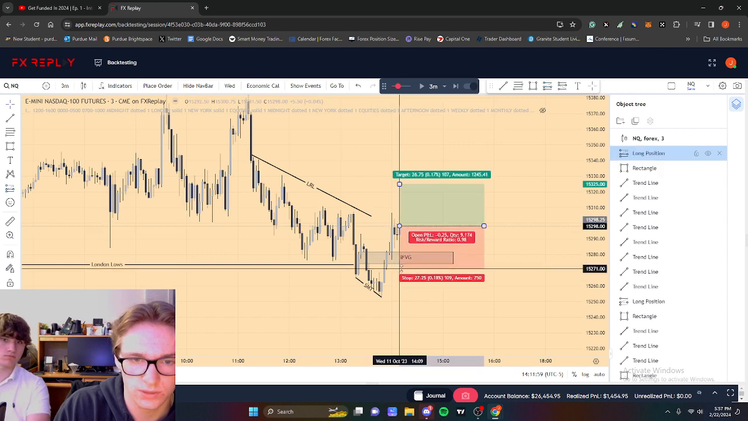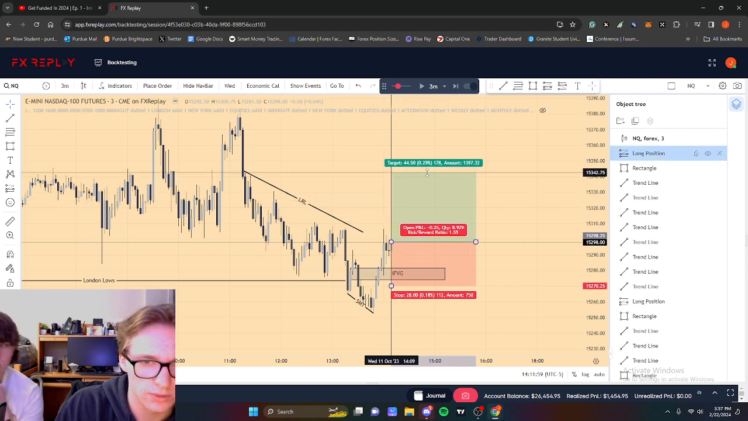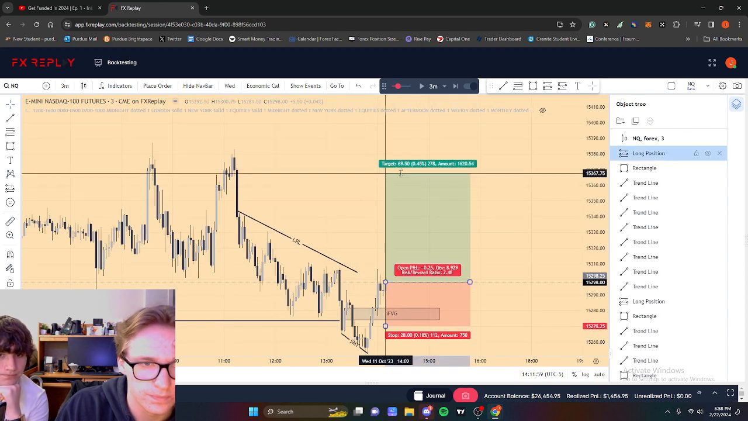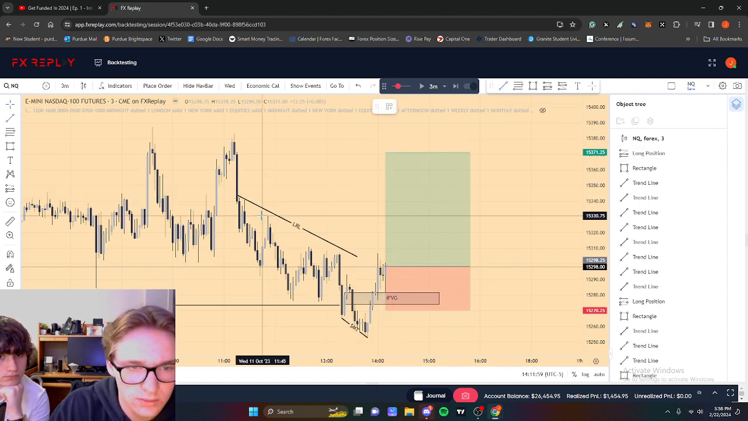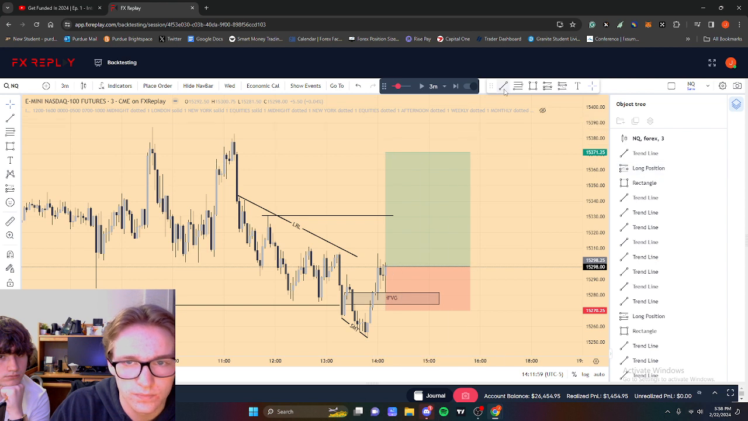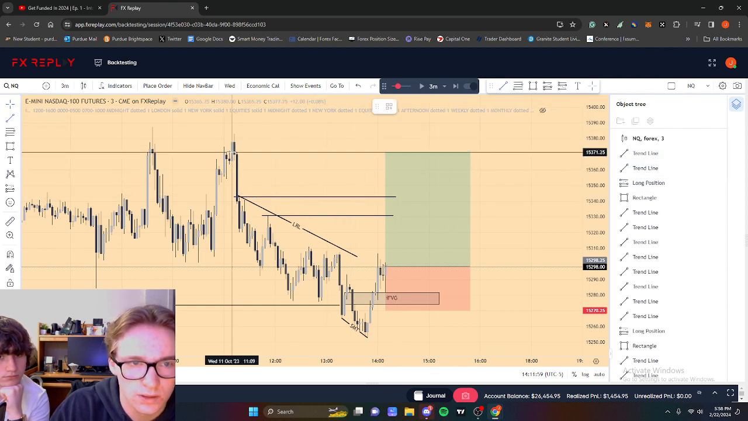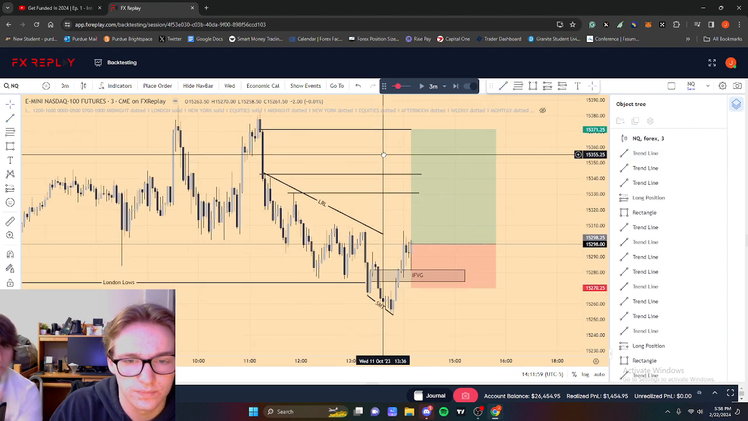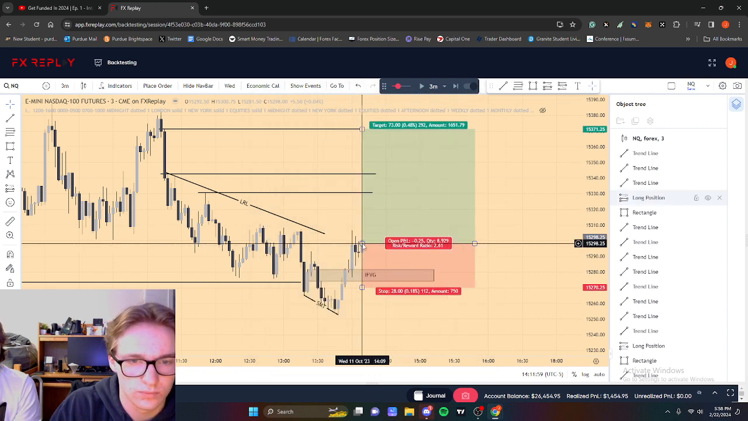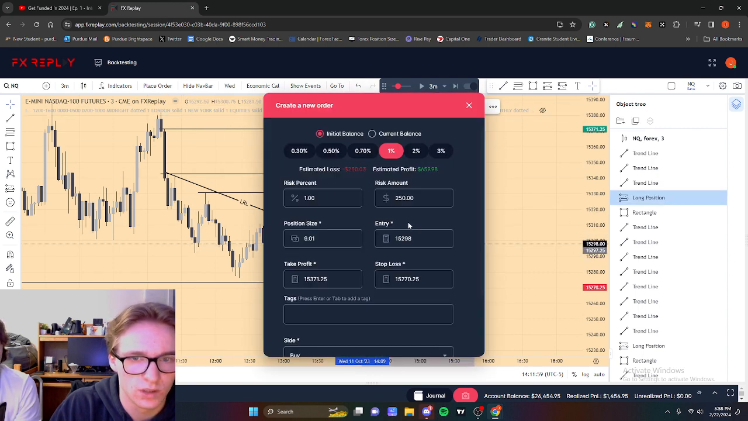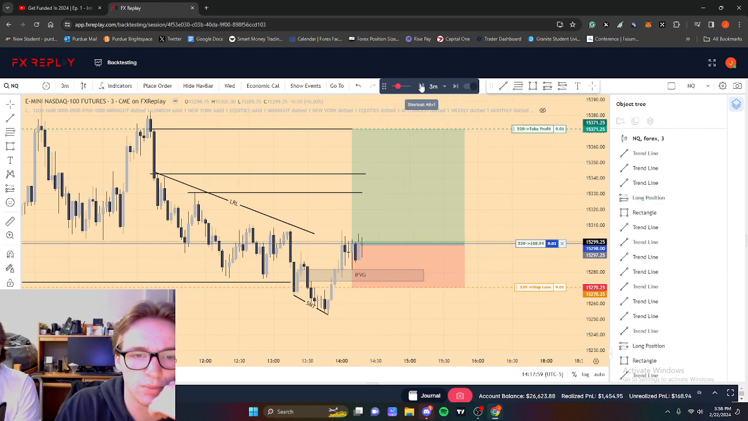So we will put our stops below these lows, and we will be targeting these highs right here. We'll have a TP right here, and then another one right here, and then our final one at the top right here. Go to place order. Okay, there we go. And we will see how this plays out.